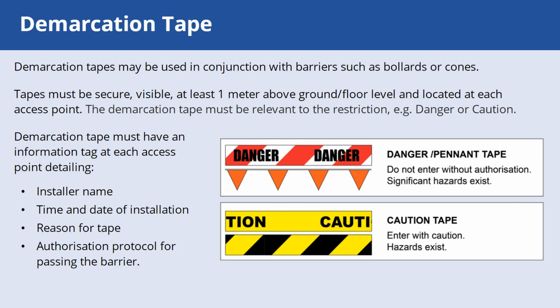Demarcation tapes may be used in conjunction with barriers such as bollards or cones. Tapes must be secure, visible, at least 1 meter above ground or floor level and located at each access point. The demarcation tape must be relevant to the restriction. Demarcation tape must have an information tag at each access point detailing installer name, time and date of installation, reason for tape, authorization protocol for passing the barrier.